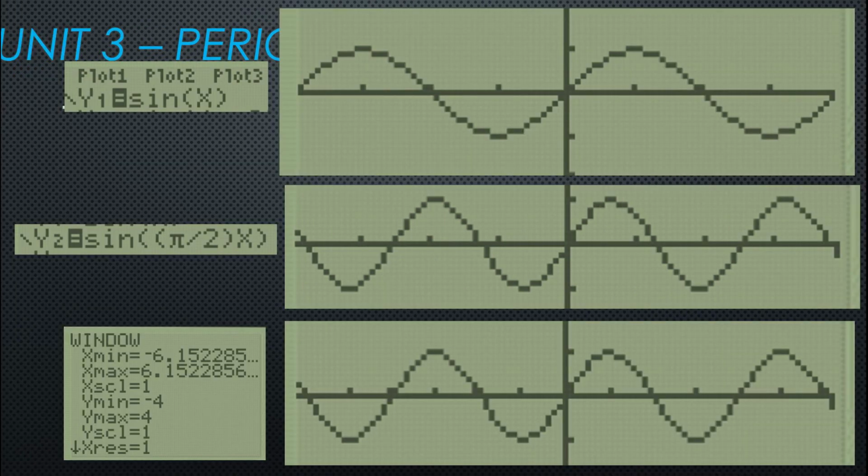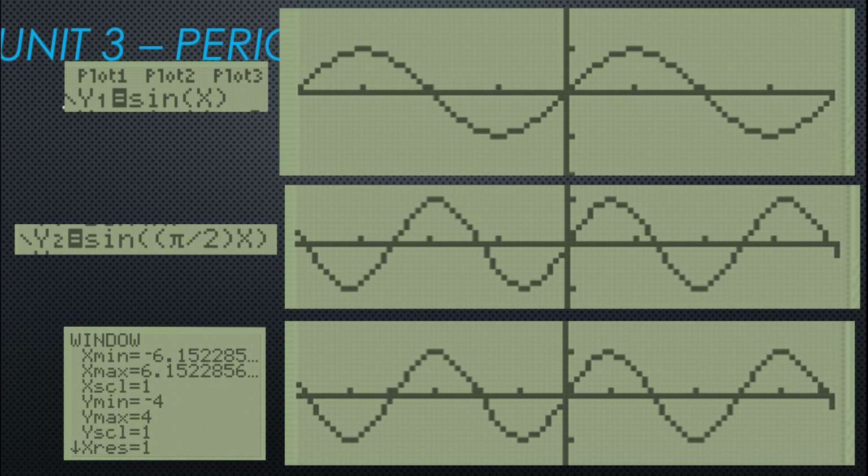Now, on this slide, on the top one, I have sine of x, just normal sine of x. Second one, I changed the period. So it's doing a full cycle within 2/3 of a pi. So that one's just the period has been adjusted.